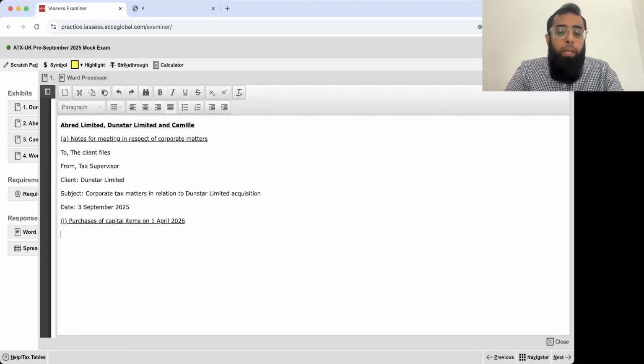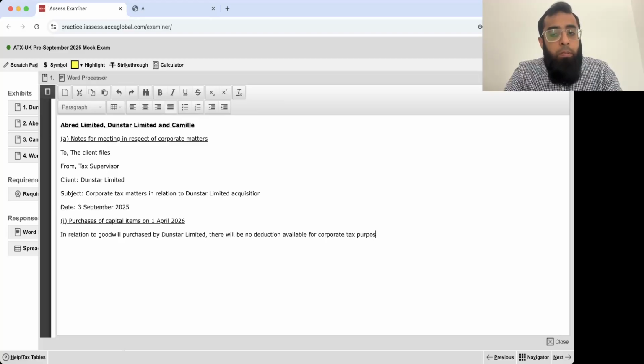Now, in relation to goodwill purchased by Dunster Limited, there will be no deduction available for corporate tax purposes. Accounting amortization done by Dunster Limited will be reversed for corporate tax purposes. The tax department does not allow any deduction on goodwill.